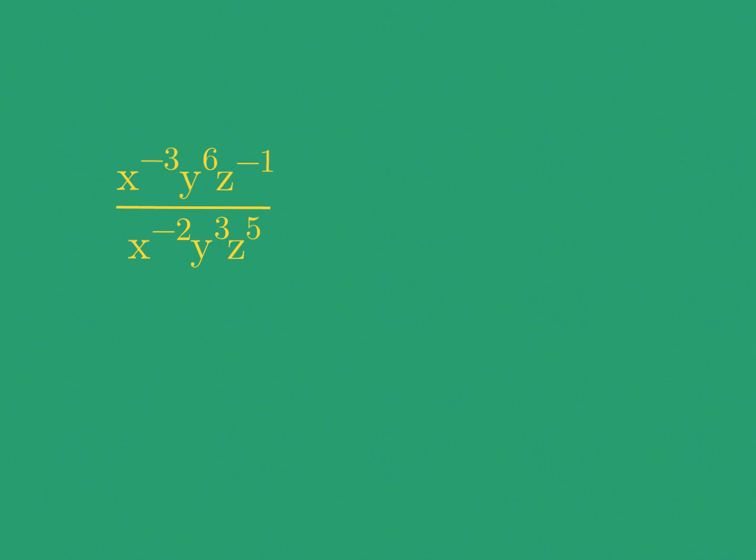Now, be careful right here. Be careful with your negative numbers. Take a look at your base of x. Which number is larger, negative 2 or negative 3? Negative 3.